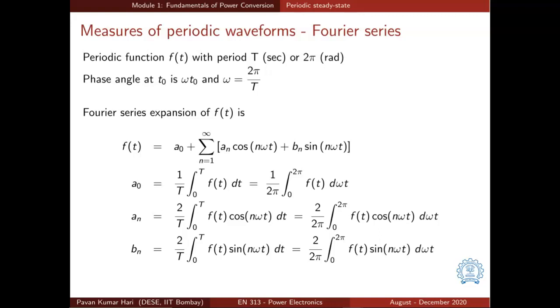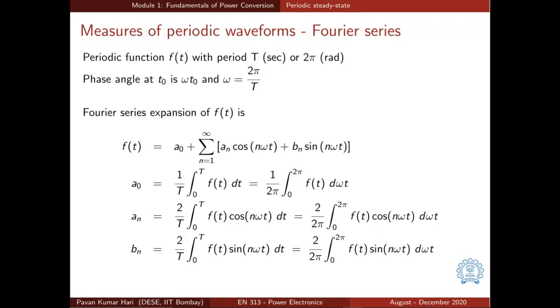So the coefficients can be calculated by these integrals. a naught is equal to 1 by T integral 0 to T f of t dt, and a_n is 2 by T integral 0 to T f of t cos n omega t dt, and b_n is equal to 2 by T integral 0 to T f of t sin n omega t dt. And these integrals can also be written with the integration variable being omega t instead of t. So then the limits will change to 0 to 2 pi.